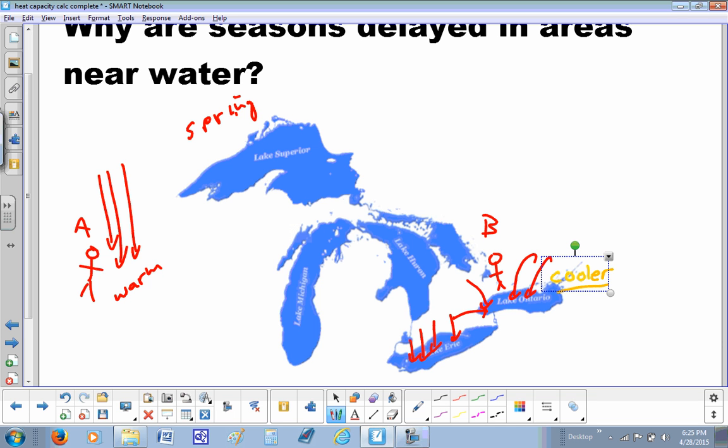Now, what happens in the fall? It's the opposite. The fall and into the winter, the areas near the lake are going to be warmer because the water has absorbed all that energy throughout the summer and it gradually releases it as a result. So it's really the opposite. So we have a nice moderating effect because of the Great Lakes around us.